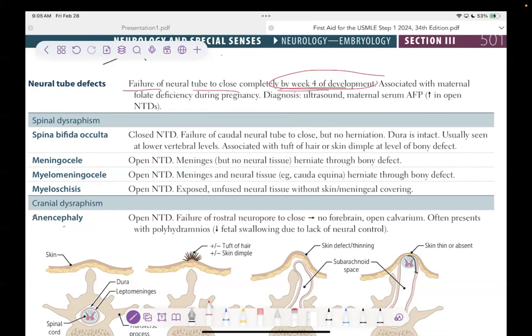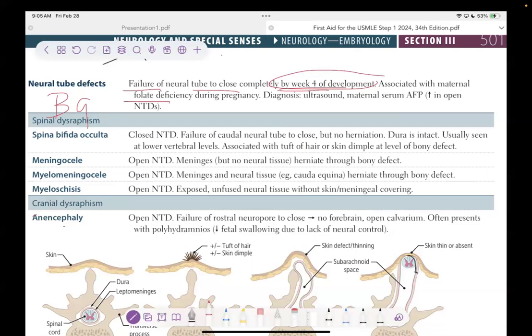And why doesn't it close? In mothers that have folate deficiency. Folate is vitamin B9, right? Vitamin B9 is folate, and folate is very important. That's why whenever a mom wants to try for conception and goes to the gynecologist, the doctor gives folic acid or folate 3 months before conception.